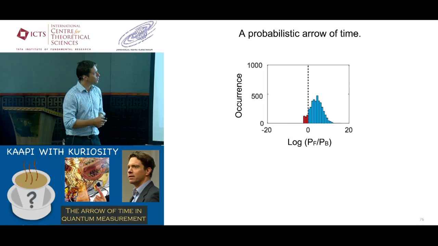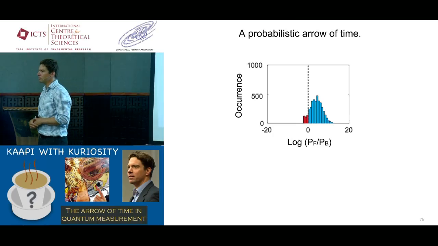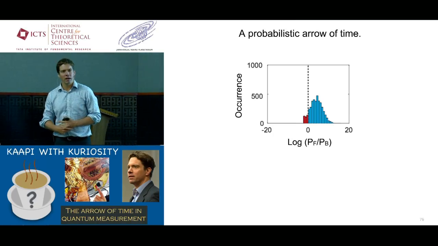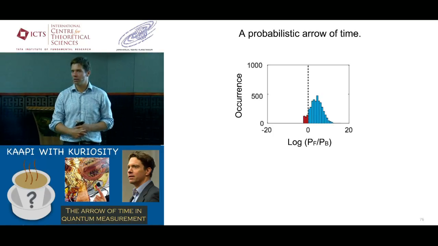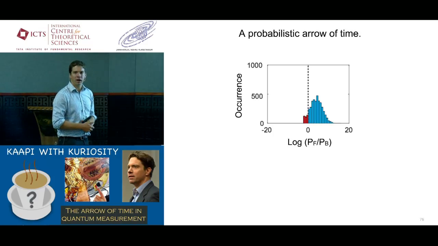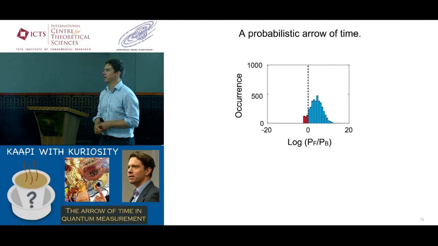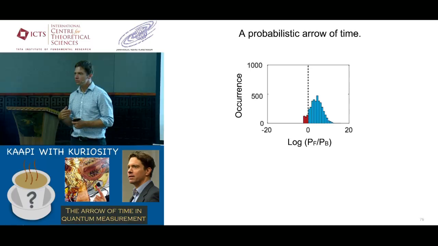Okay? You'll note that there's these red ones here where the logarithm is negative, which means that the backward probability is actually larger than the forward probability. Those are cases where it was more likely the movie was playing backwards. It's kind of surprising. So you can see that on average, if I just take the average of all of this, it's clearly more likely that the movies will play forward than backward. That's a statistical arrow of time. Movies in general are more likely to go forward than they are to go backward.